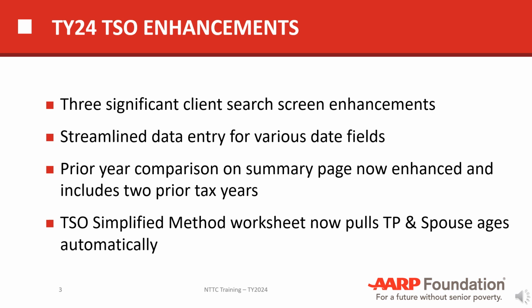Prior year comparison on the summary page, which was in the past the comparison between the current year and the prior year, is now the comparison of the current year and two prior years. The TSO Simplified Method worksheet now pulls taxpayer and spouse ages automatically from the tax return and works a lot more like the Bogart tool has worked for us in the past.